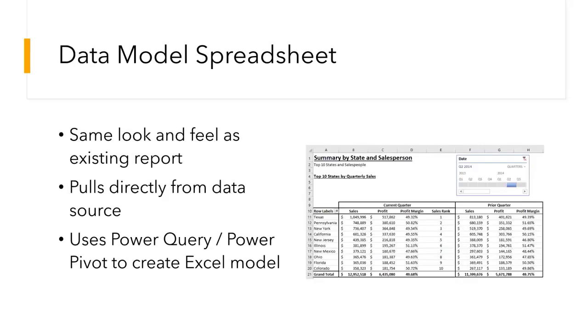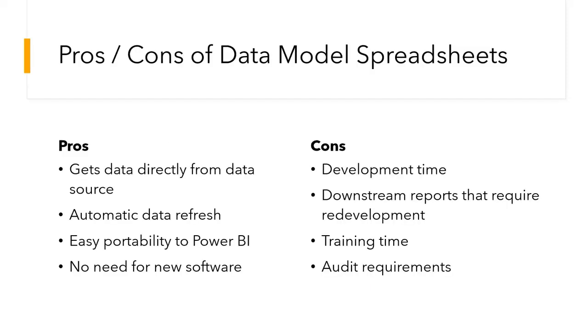So what's a data model spreadsheet? Well, it's got the same look and feel as our existing report. But instead of pulling from the manual ERP extractions, it pulls directly from the data source, and it uses Power Query and Power Pivot to create that Excel data model in the background. So the big benefit here, it gets that data directly from the data source, and it refreshes the data automatically.